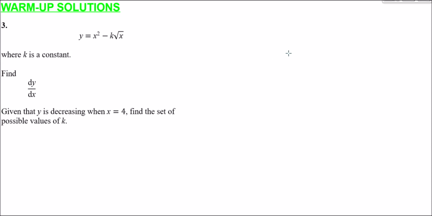Question 3. We've got y equals x squared minus k root x, where k is a constant. First of all, we need to find dy by dx. My suggestion here is to rewrite y in terms of index form. So y equals x squared minus k x to the half. Now, the square root of a value is the same as that thing to a power of a half. By writing it in index form, it makes it easier to find the derivative.